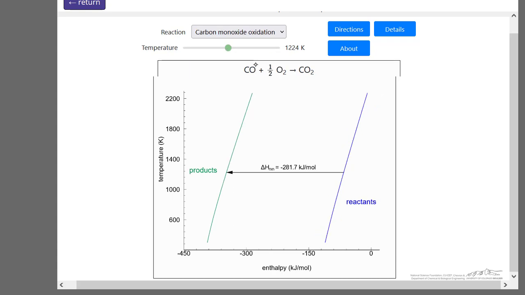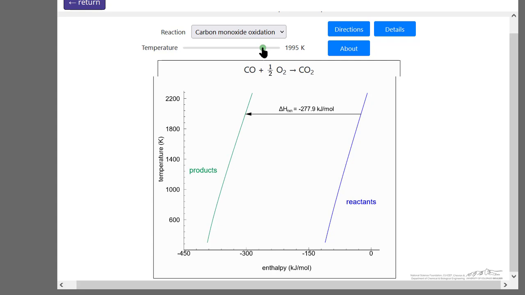Likewise, if we look at the heat of reaction for carbon monoxide over a wide temperature range, the first thing to notice is that the heat of reaction actually becomes smaller in magnitude, less negative, but the change is only about 2% over 1200 Kelvin.